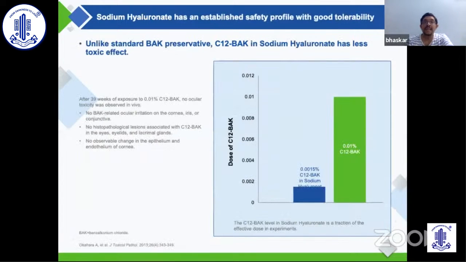And most of them had moderate or more improvement. So unlike a standard BAC, the C12 BAC in sodium hyaluronate has less toxic effects. Even after almost a year, the patients do have an improvement in their symptoms and in the ocular surface status. So compared to conventional BAC, the toxicity of the C12 BAC seems to be much lesser.